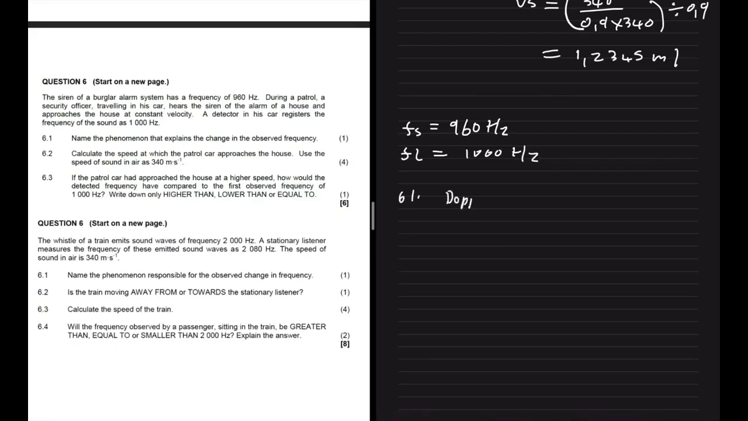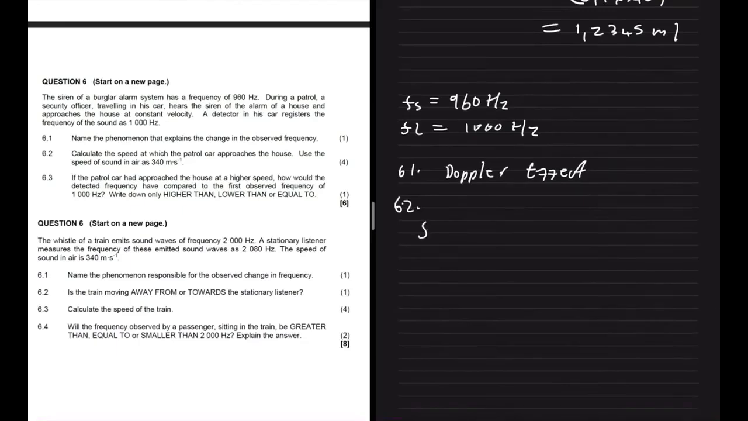Name the phenomenon. We know that's the Doppler effect because the frequency is changing due to relative movement between the sound source and the observer. 6.2. Calculate the speed at which the patrol car approaches the house. Use the speed of sound in S. Back to the basics: FL equals FS times V plus or minus VL, divided by V plus or minus VS.